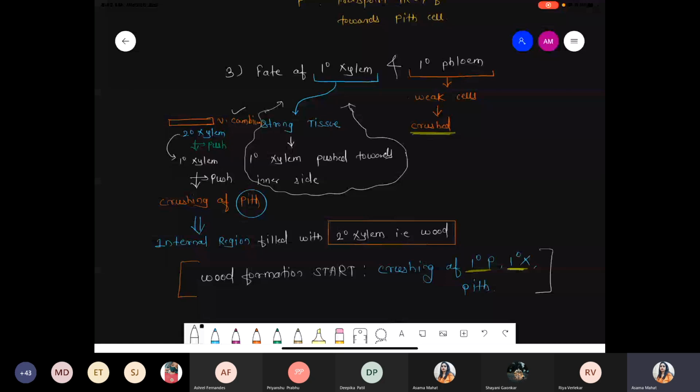Okay, Ramachandra. Crushing means die. Yes, delicate, when it is crushing, what is happening? Ultimately they die, they become dead. Crushing means dead. Simple.